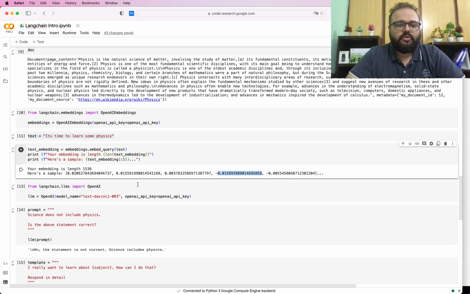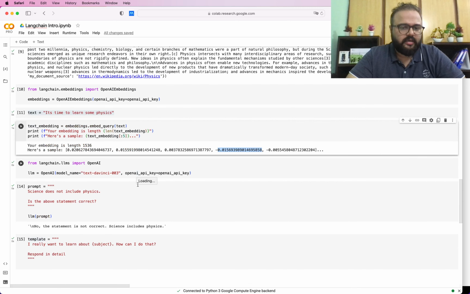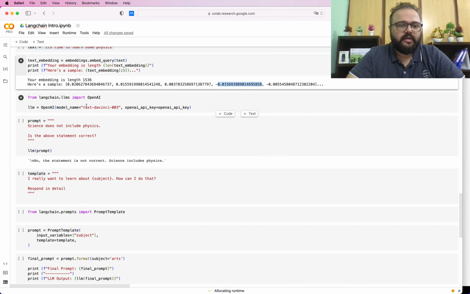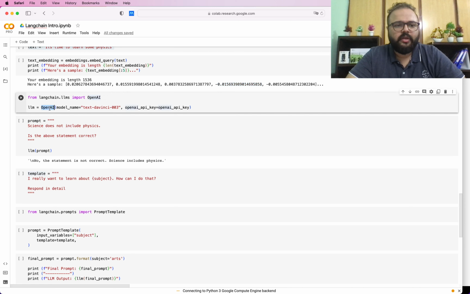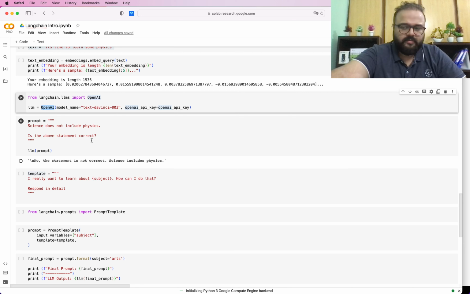So now let's go into prompting a little bit. First things first, you need to make an LLM. I am making it from OpenAI. You can use Cohere or any other open source LLM from Hugging Face Transformers as well. After making this LLM, I am making a prompt which says, "Science does not include physics. Is the above statement correct?" So this is the question that I am asking our LLM.